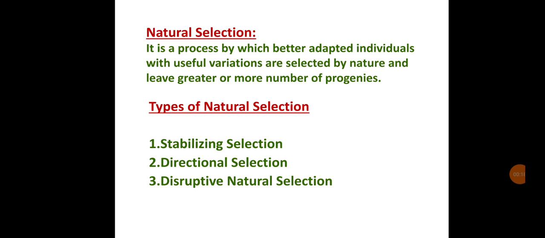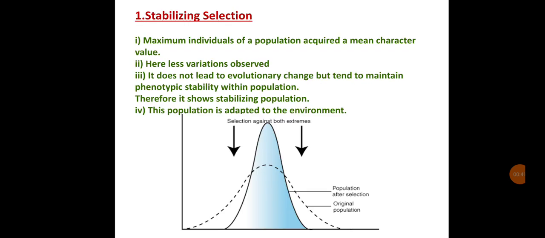Natural selection. What is natural selection? It is the process by which the better adapted individuals with useful variations are selected by nature and leave a greater number of progeny. Stabilizing selection, directional selection, and disruptive selection are the various types of natural selection.